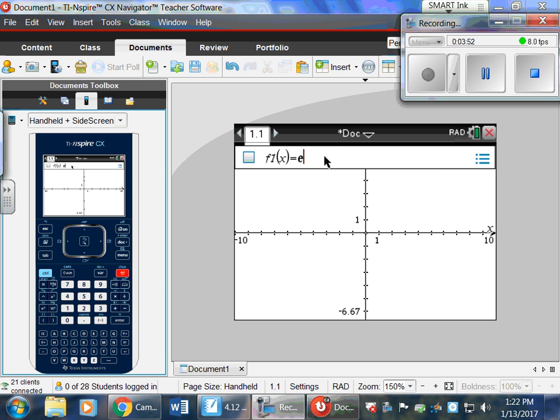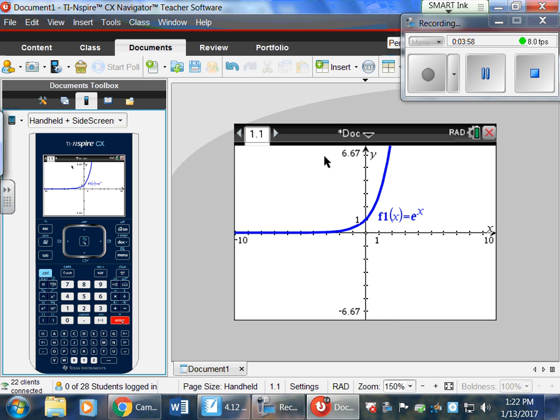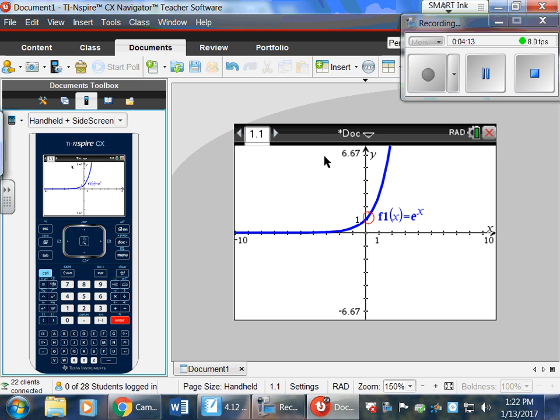And then raise it, use your up arrow to the x power. All right, you know this calculator is never too happy. So there we go. So we have an increasing exponential function with a y-intercept of 1 and an increasing function.